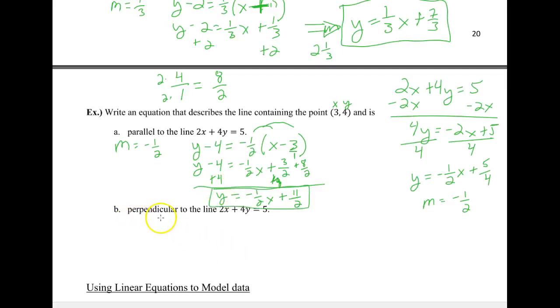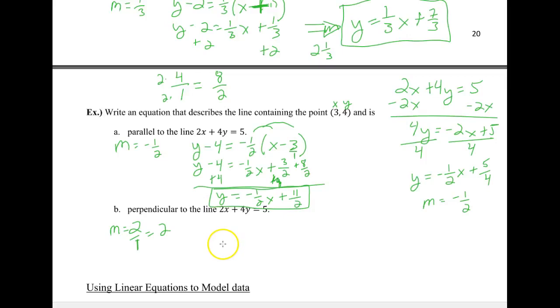Part B, we want a perpendicular line. This is the same as part A, so we know the slope was negative 1/2. To have a perpendicular slope, we want the opposite reciprocal. This is negative. My new slope will be positive. This is 1 over 2. The reciprocal is 2 over 1, or just 2. Right? 2 divided by 1 is just 2.